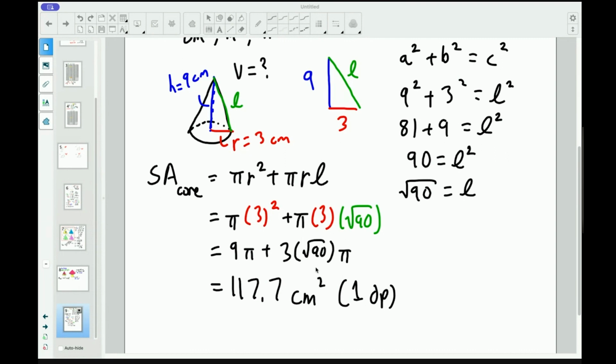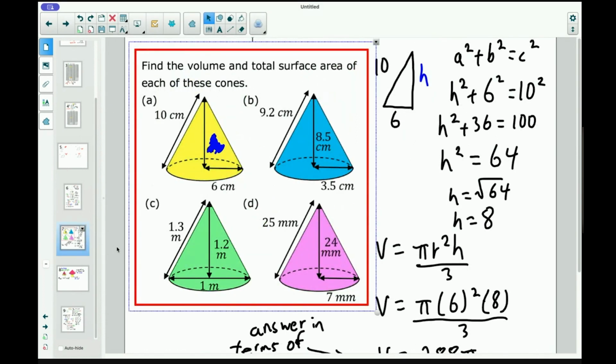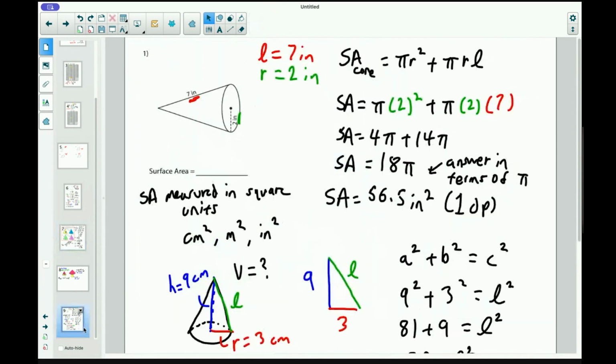Okay, so do you want to do your own? Yes, I can give you a chance to do your own here, and I'll post up the answers as well. So what I'll do is put that picture up again of the four questions that I had earlier, these cones here. I'll repaste that, and I'll get you to take a picture of that.